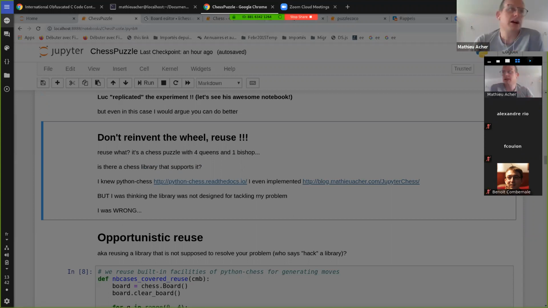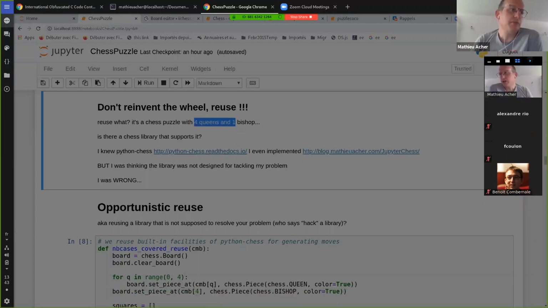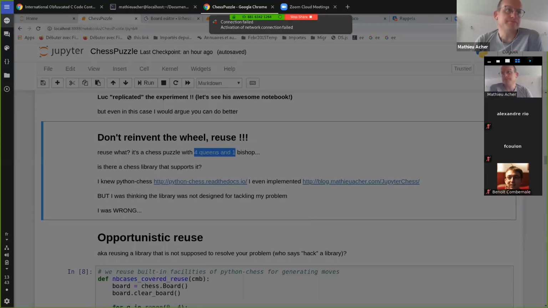And basically, I was thinking that the library would be unable to deal with invalid chess positions. So here, for instance, there is no king, which is a rule in chess. And also the library is mostly for reading games, right? It's not for computing the squares control and so on. But in fact, I was wrong. You can hack the library and reuse some facilities they offered.